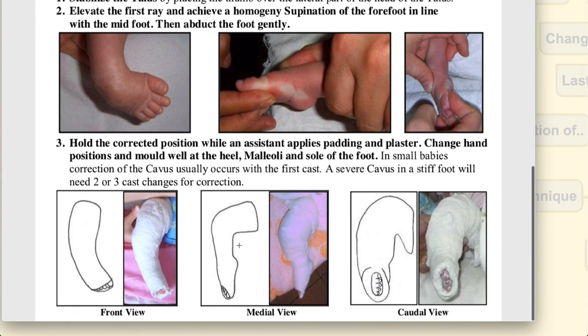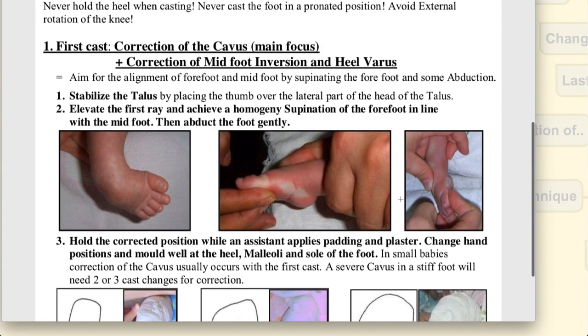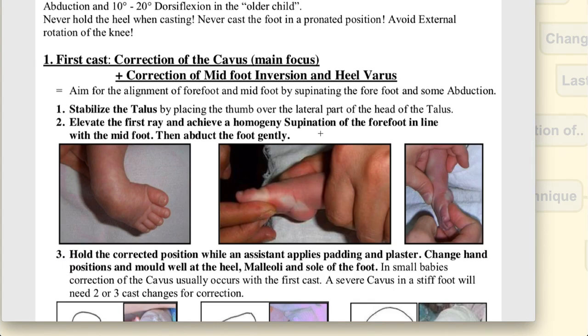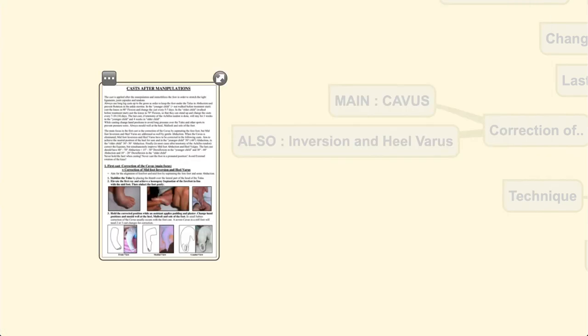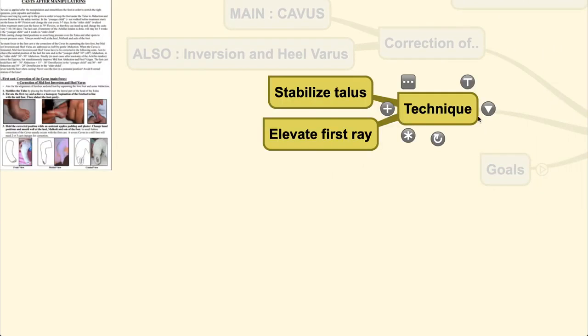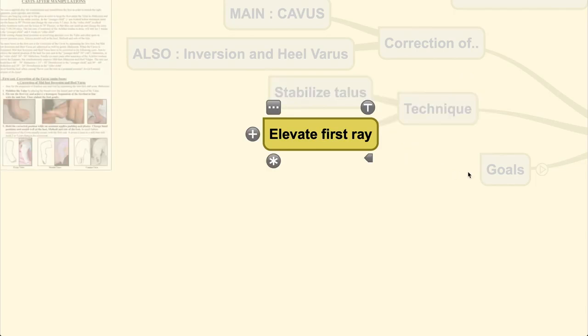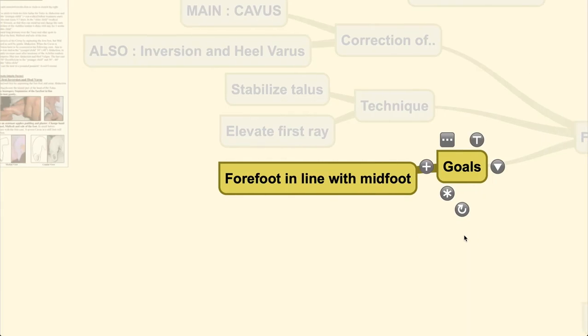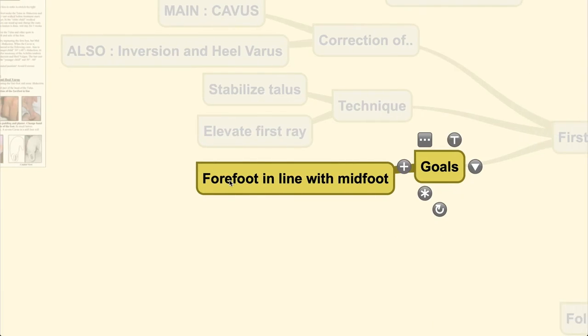At first, after the casting, the foot will appear even worse because it is even more supinated. But what you are trying to do here is achieve the alignment of the forefoot to those of the midfoot and hindfoot. And after gaining that good alignment, you can see here, okay, this is the technique. You stabilize the talus and you elevate the first ray or first metatarsal. The goal is to achieve a forefoot that is in line with the midfoot.